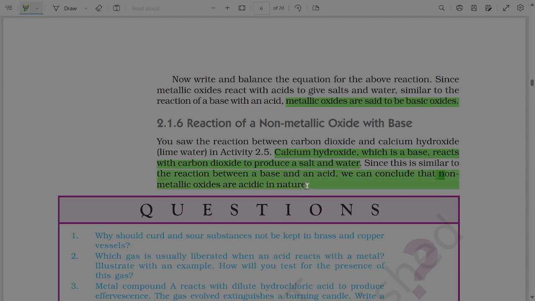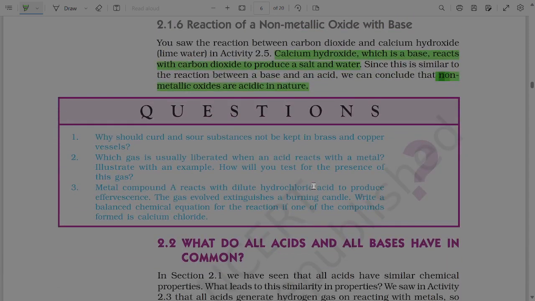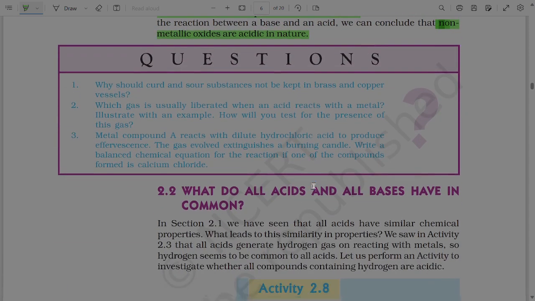Non-metallic oxides are acidic in nature.